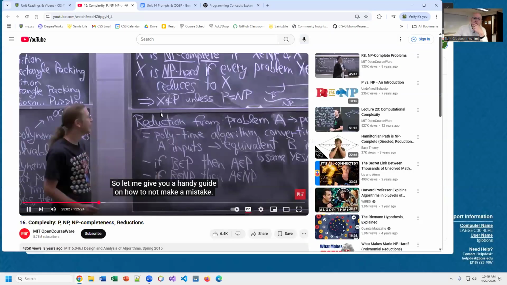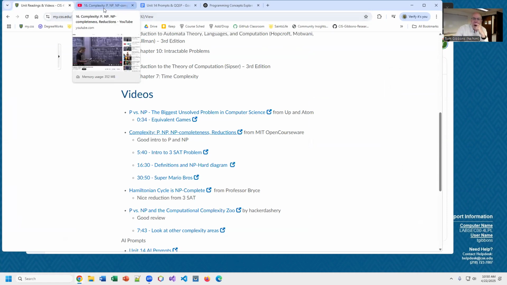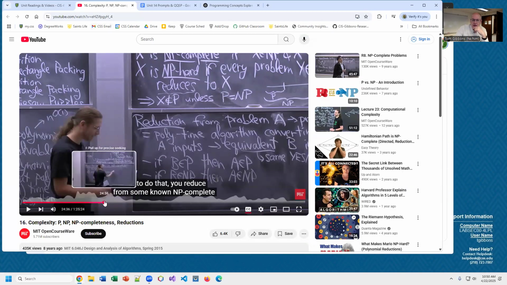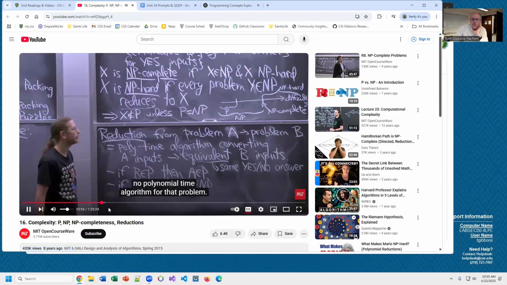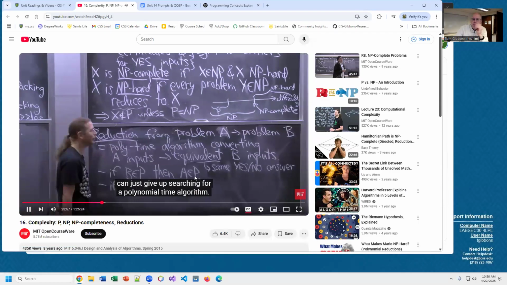So, I want to do the Super Mario Brothers example because I think this is a great example of this analogy. So I'm going to jump ahead a little bit. Well, here we better walk through this proof stuff because we'll be doing this. So that's good to know because then we can just give up searching for a polynomial time algorithm.